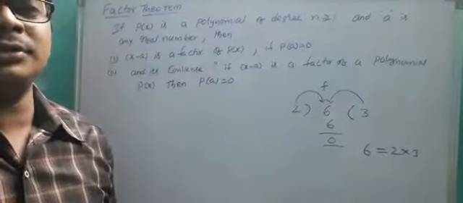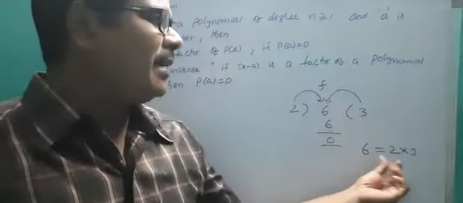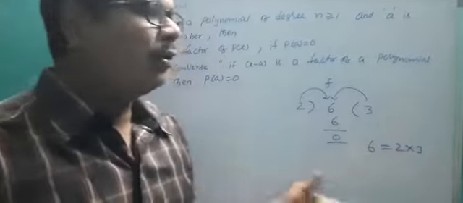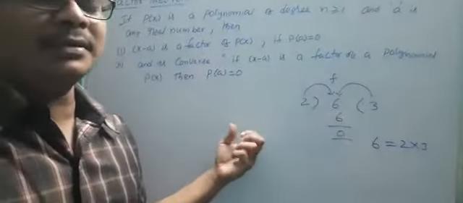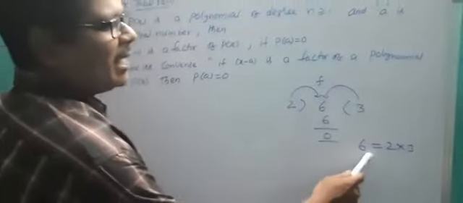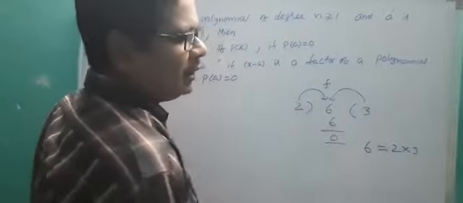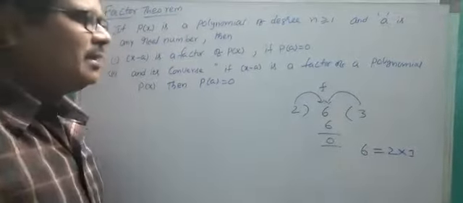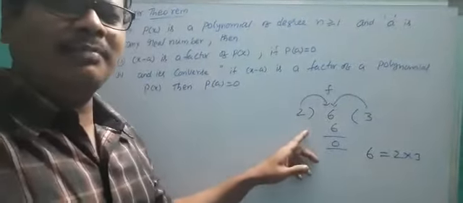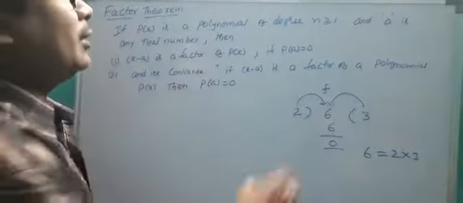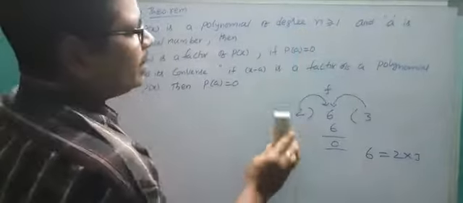Factorization means what? One number can be expressed as a product of 2 or more numbers, or one expression can be expressed as a product of 2 or more expressions. So 6 can be expressed as 2 into 3. Now 2 and 3 are factors of 6. This is number theory. We apply the same method to polynomials.